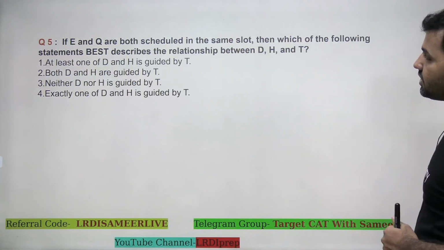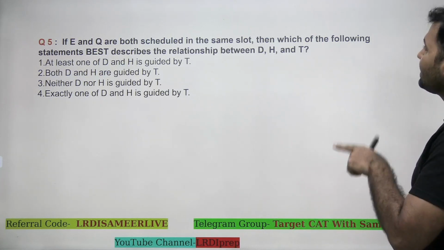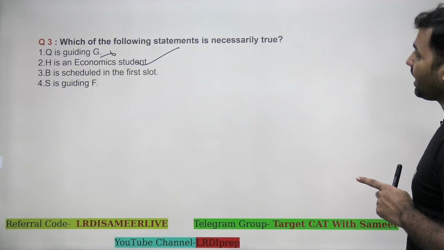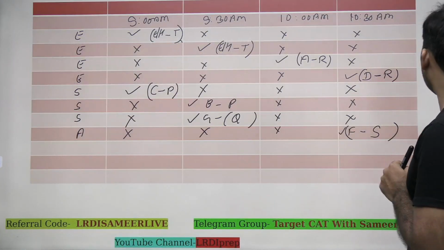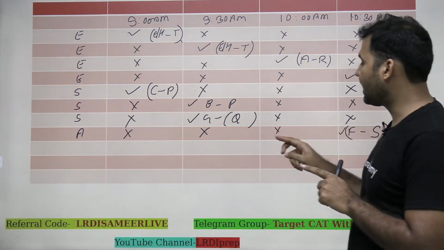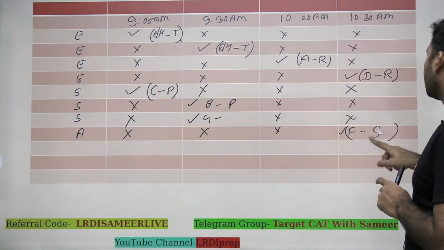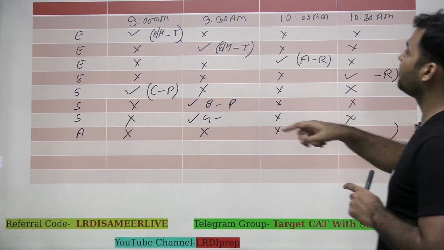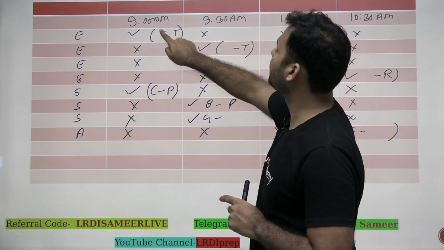Now look at the next question. E and Q are both scheduled in the same slot. There's another piece of information given here, and to answer this question, we need to use this information. To use it, we need to go back to the standard table and remove the information that we used for the previous question, right? So this will be removed, this will also be removed, and this will also be removed, right?